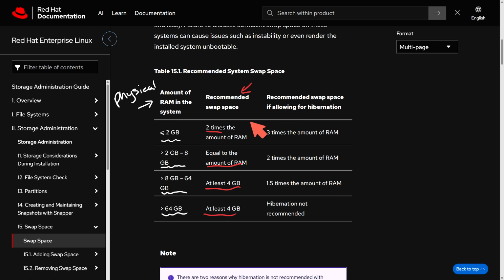So why would the recommended space for 2 times the amount of RAM be for 2 gigs and anything greater than 8 gigs be at least 4 gigs?